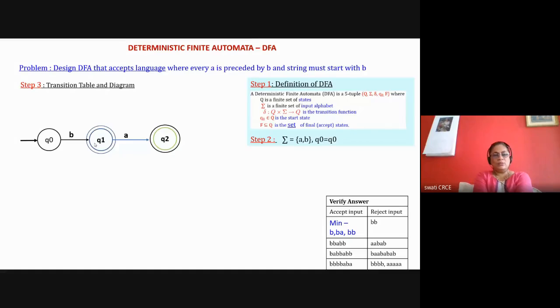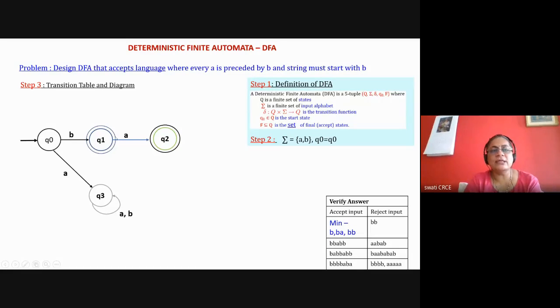Okay, so my minimum length diagram was not over. Only with B it is going to the final state. Only BA it should go to the final state. With double B also it should go to the final state. With A it will go to the dead state. In Q0 with A it will go to the dead state. So now Q0 is over.